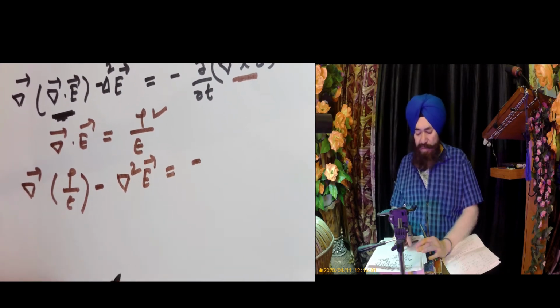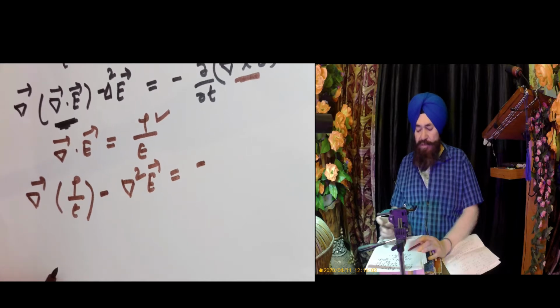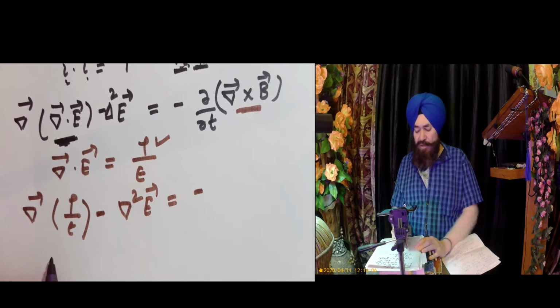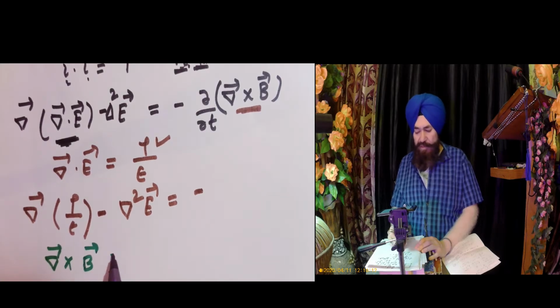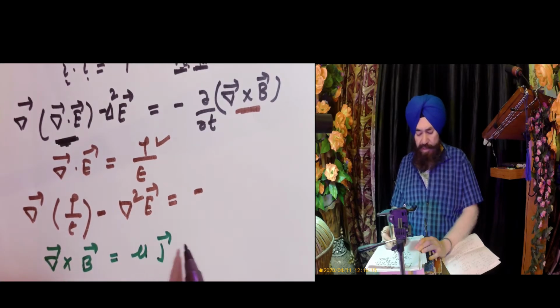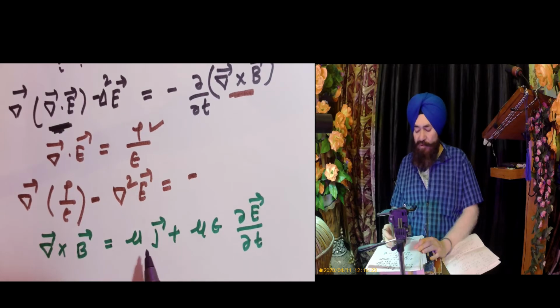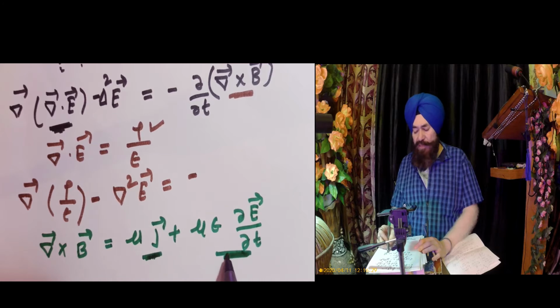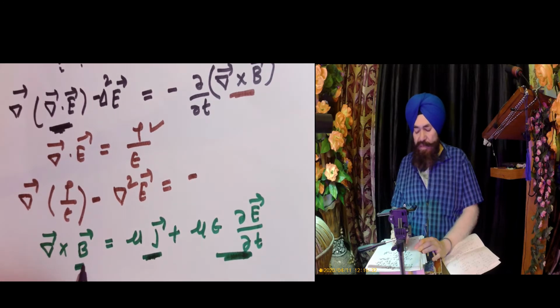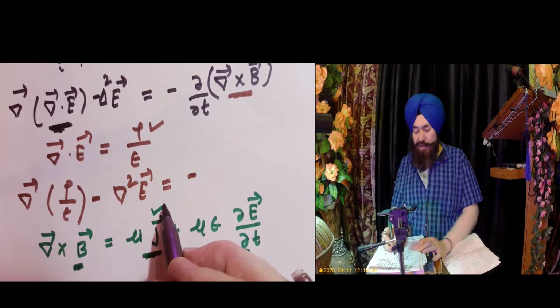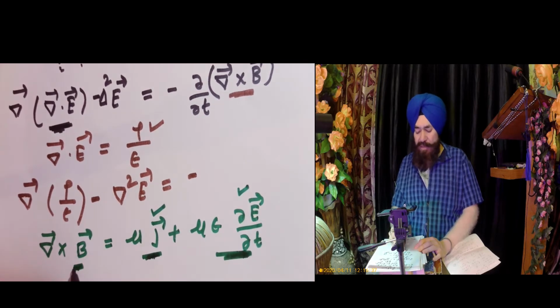Del cross B is actually, if you studied the Ampere's law in modified form, del cross B equals mu J plus mu epsilon curly E by curly T. This is Ampere's law in the modified form. This is due to the conduction current, this is the displacement current, and this is the magnetic field. It means because of conduction current and displacement current, there is a magnetic field.